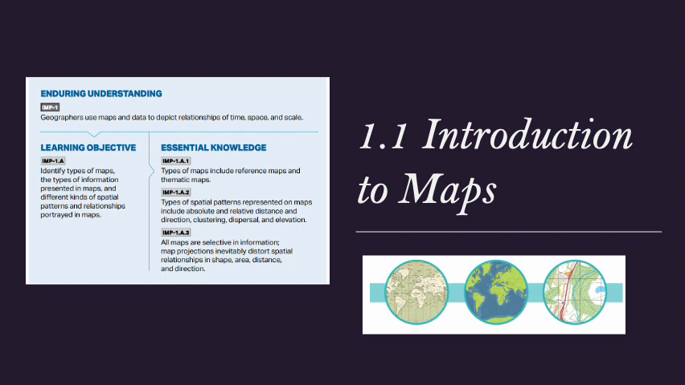What you need to know is the types of maps, including reference maps and thematic maps. You need to know the types of spatial patterns represented on maps, including absolute and relative distance and direction, clustering, dispersal, and elevation. You will also have to know all maps are selective in information and that map projections inevitably distort spatial relationships in shape, area, distance, and direction.